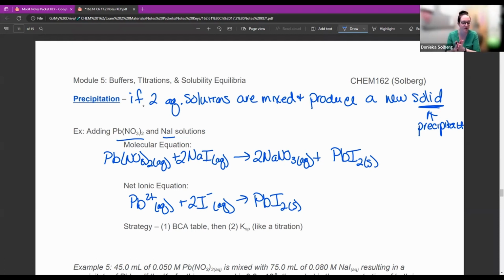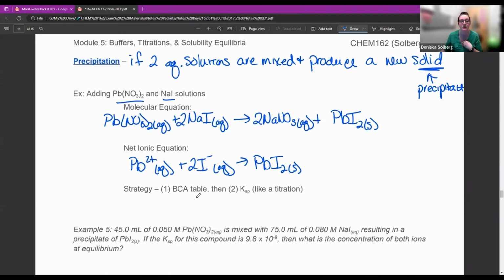Now, if you look at this, hopefully you noticed this is essentially the reverse of a dissociation equation, right? So this is where KSP is going to kind of play in. Now, very much like titrations, anytime we make a precipitation, we're going to have to do a BCA table and a KSP equation, just like a titration. So BCA and then equilibrium stuff. We have to take into account that there's stoichiometry that goes on. We make some stuff. How much should we make? And then there's some leftover stuff. And then what's going on with the equilibrium. All right, so these are kind of our strategies.